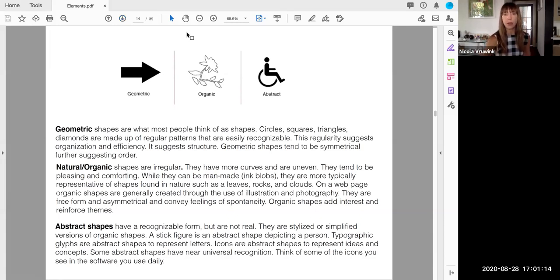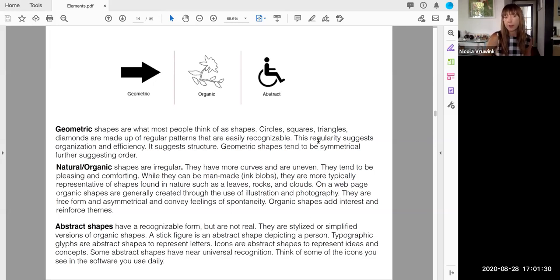Then we have our abstract shapes. Abstract shapes are recognizable forms, but they are not real. They're stylized or simplified. We see these all the time now. Like think of a stick figure. That's an abstract shape depicting a person.